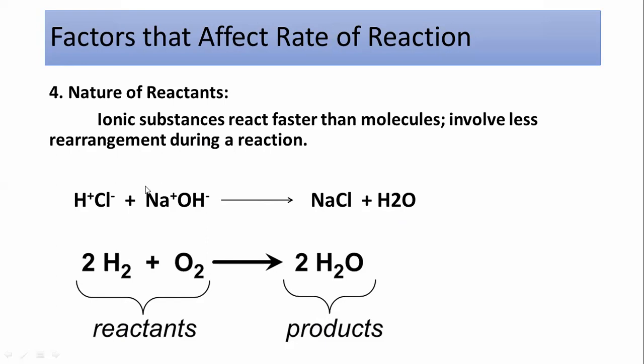So this is our fourth factor, and it is the nature of the reactants. So you can just compare one reactant with the other, which one is faster or which one is slower, based on their nature. And the nature we have defined over here is the ionic nature or the molecular nature.